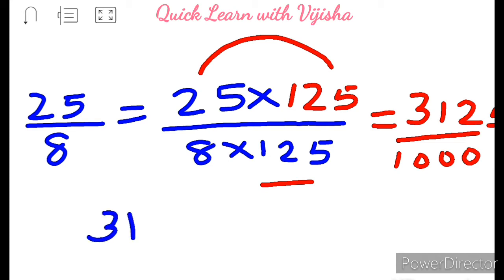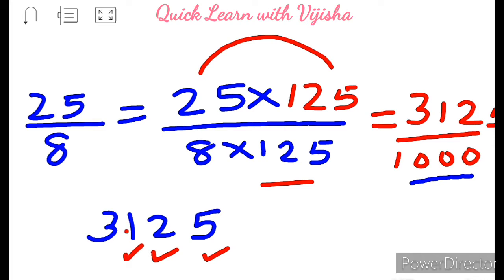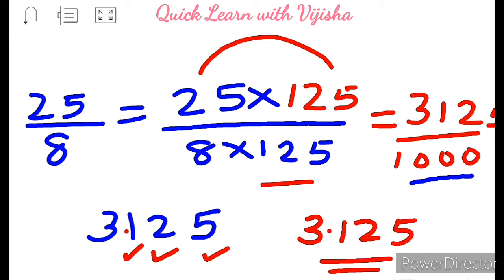So the answer is 3125. In this you have to put the decimal. How many zeros are there in the denominator? 3. 1000 has 3 zeros. So we will take 3 numbers back. 1, 2, 3. So your decimal will come here. So your answer is 3.125. Understanding children? Let's see the third question.